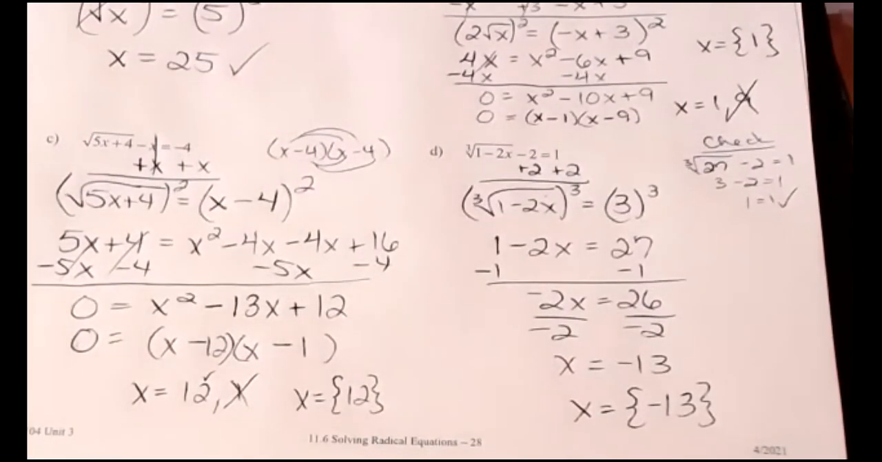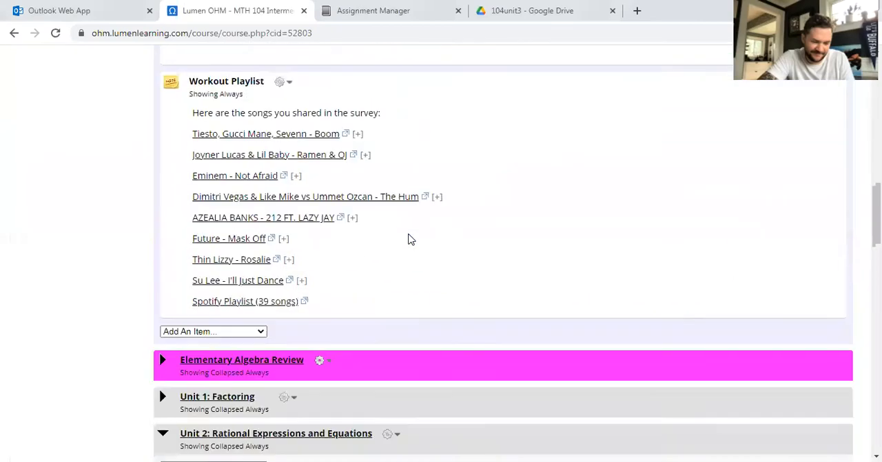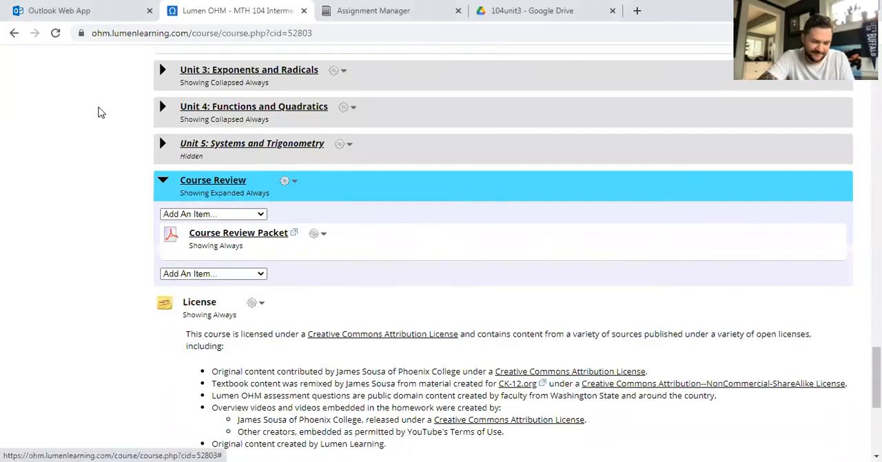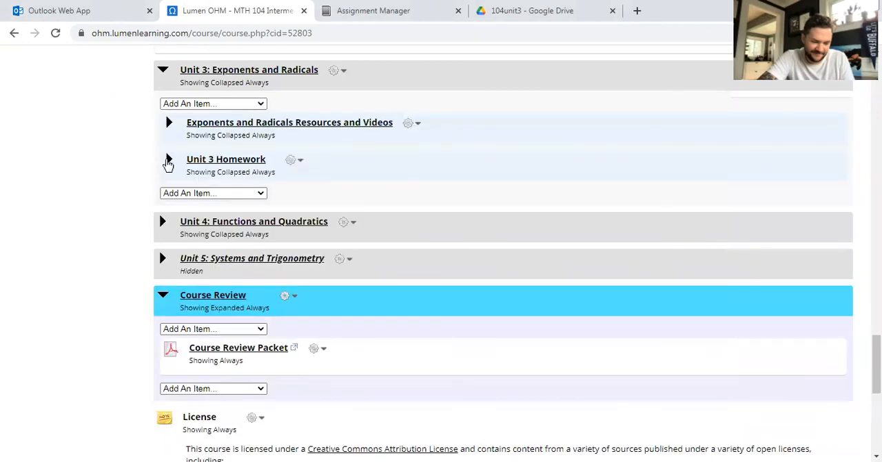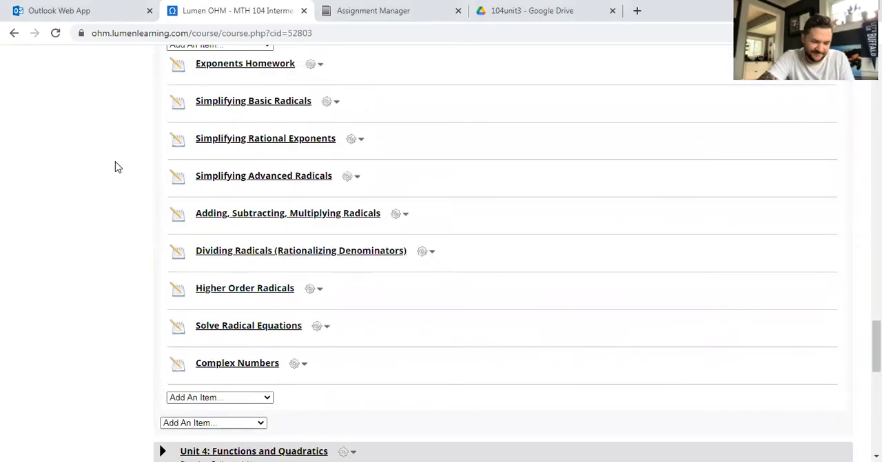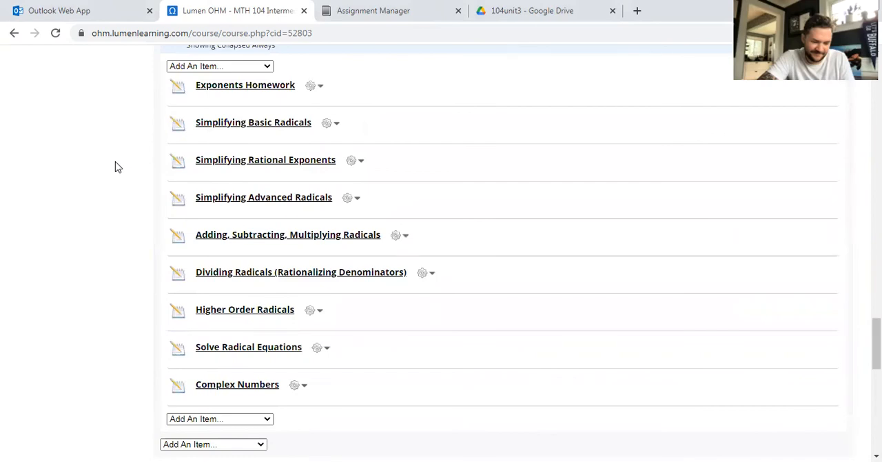Keep practicing these. Let's take a look at your Lumen because we need to assign some homework and I want to do that with you. So we have unit 3 stuff to do. Okay. Unit 3 homework. We do have a lot of different concepts, but we actually covered literally everything up to and including solve radical equations. The last thing we have to do in tomorrow's class is complex numbers. I would advise you to print unit 4 notes as well for tomorrow's class. Definitely do that.